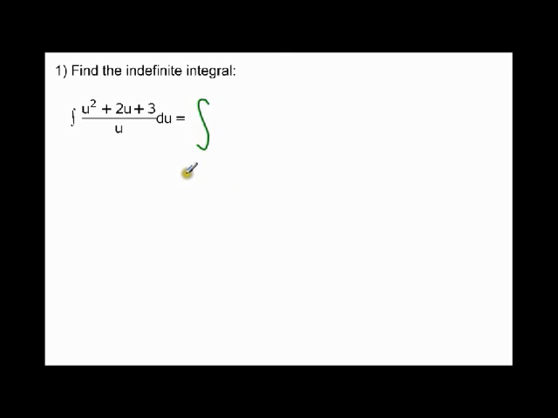the same as the integral of what? Well, we have a common denominator of u. So just like we can add if we have a common denominator, I can also split this up into functions with a common denominator. So I could say that this is actually u squared over u, right? Then plus 2u over u plus 3 over u, and then du.